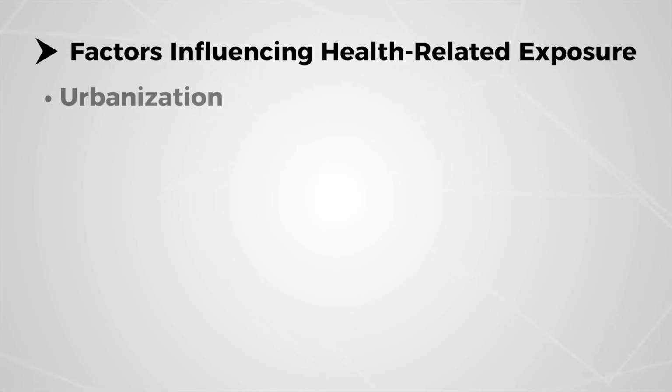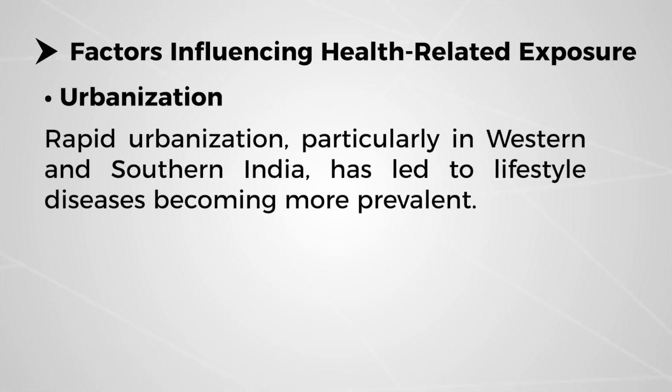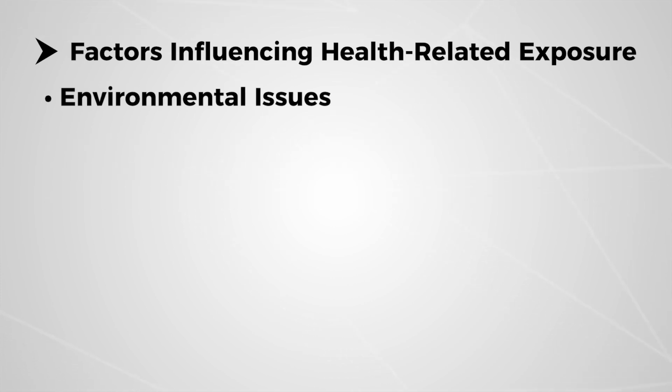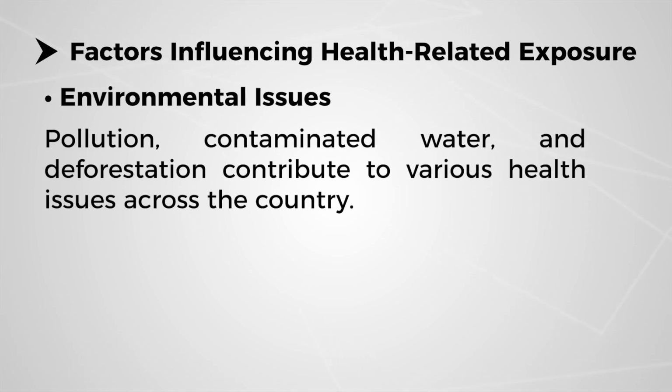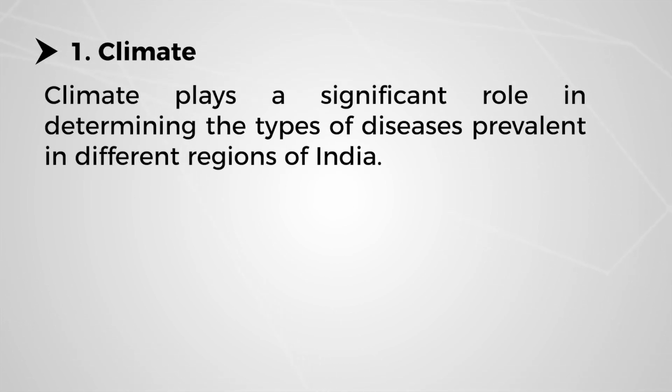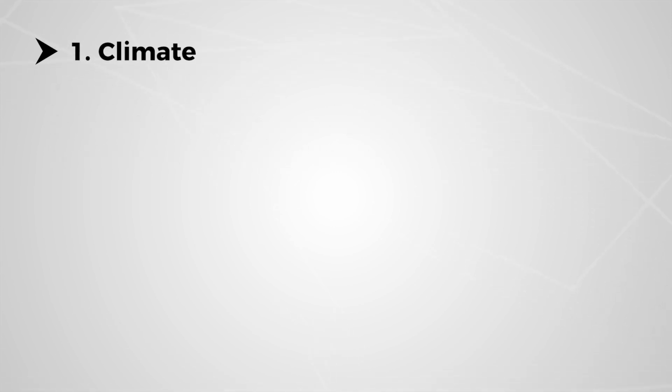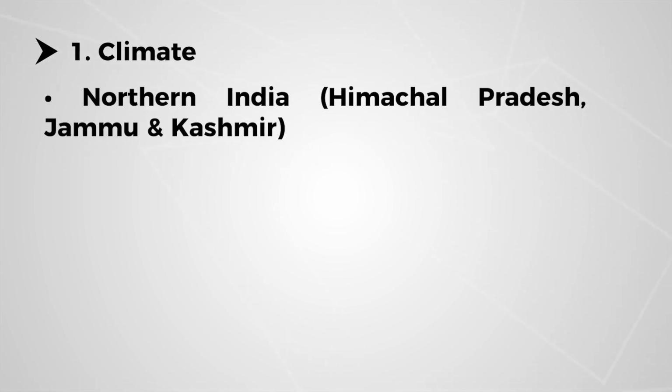Urbanization, like rapid urbanization, particularly in western and southern India, has led to lifestyle diseases becoming more prevalent in these areas. Then we have environmental issues like pollution, contaminated water and deforestation, which contributed to various health issues across the country. Number 1, climate plays a significant role in determining the types of disease prevalent in different regions of India. For example, northern India, like Himachal Pradesh and Jammu Kashmir, has a cold climate.